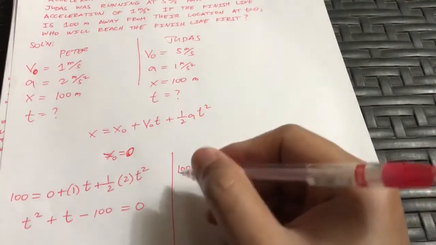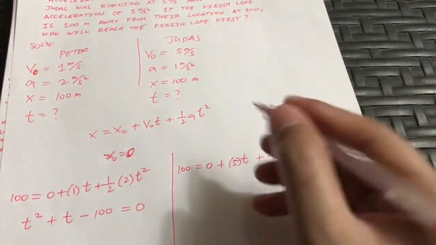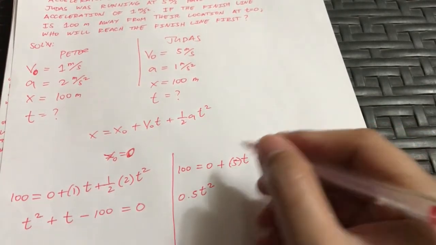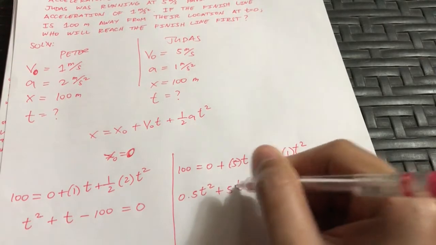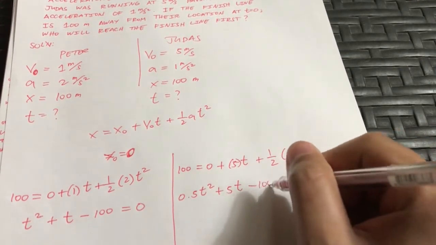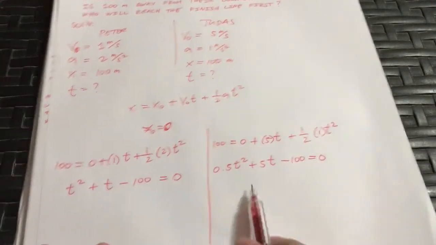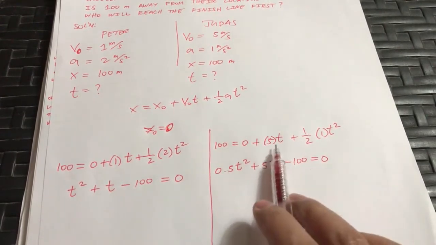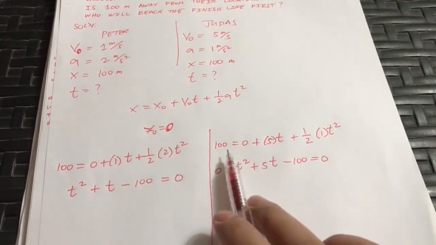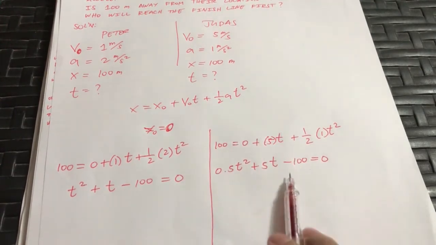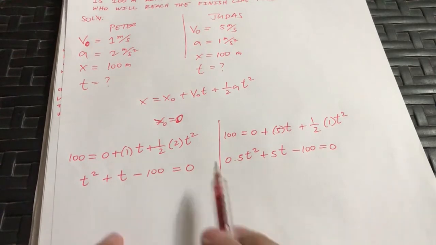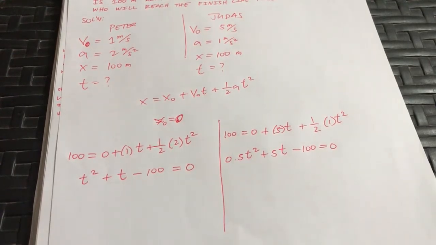Let's do the same for the other one. This becomes 0.5 t squared + 5t - 100 = 0. 0.5 t squared, because 1/2 times 1 is 0.5. 5 times t is 5t. Transfer 100 to the other side, we have minus 100. So we now have an equation with only one variable, so we need to solve for t.